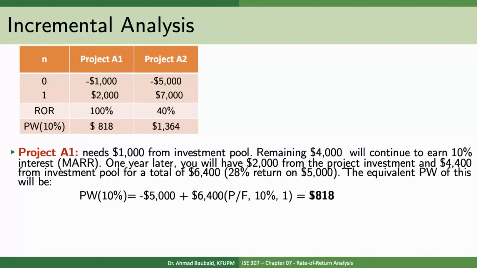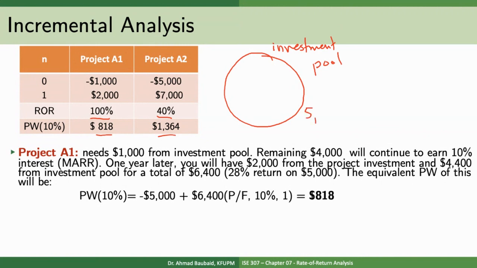Okay, so here we have our same two projects again. We have the rates of return, and then we have our present worths. Now let's think about what happens in project A, going back to our concept of the investment pool in chapter 5. Right, so we had an investment pool, and assume that this investment pool has $5,000 in it. Okay, why did I pick 5,000? Because project A2 has 5,000. I'm telling you why now, but we'll see really why this is the case.